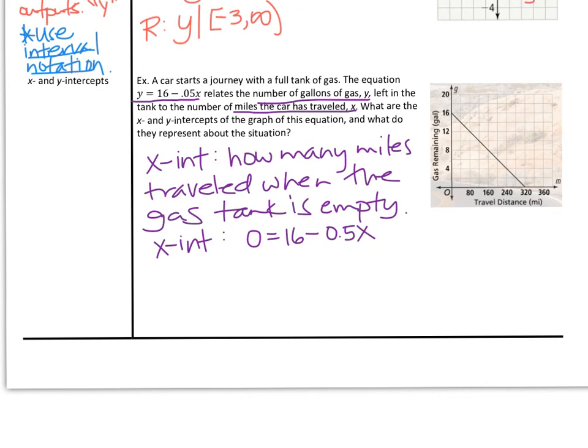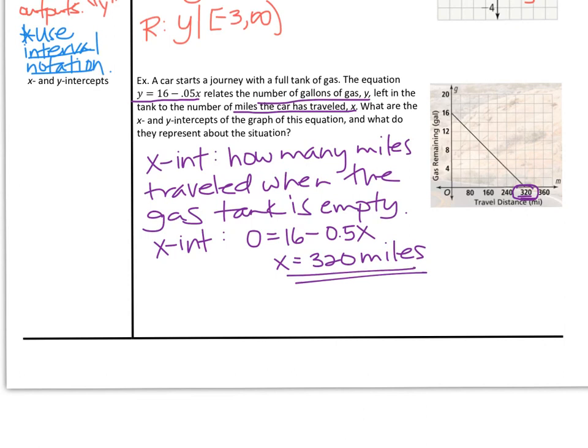Well, if we look at the graph, we actually can solve already, can't we? We can see that it crosses at 320. So x would be 320 miles. That's how far the car could travel before it runs out of gas.